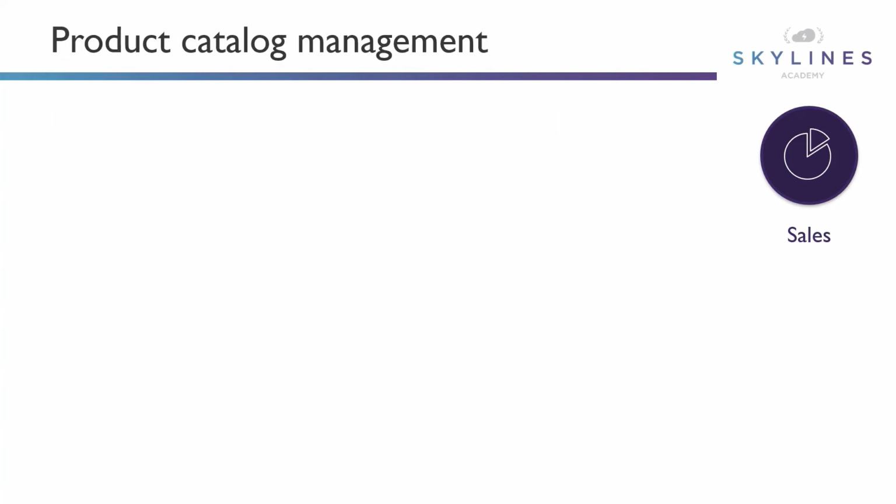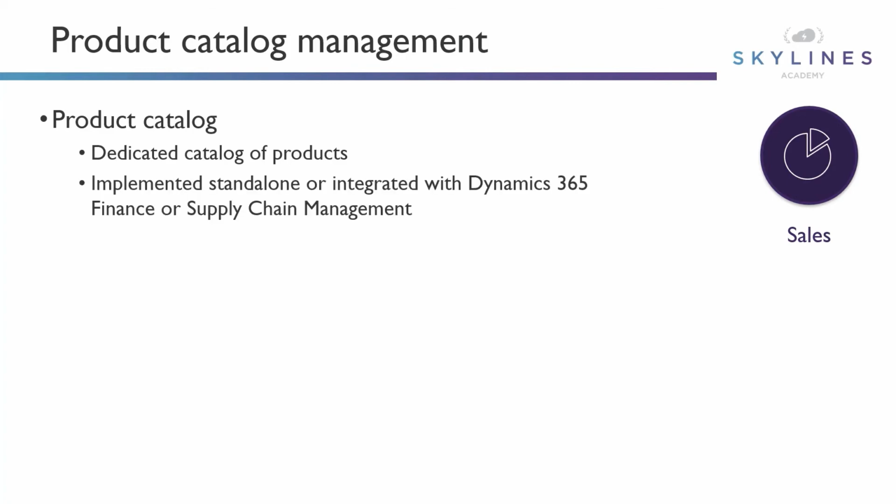Product catalog management is a key capability in Dynamics 365 Sales that can help organizations manage their product catalog to support the engagement and sales of their products to their customers. Organizations use the product catalog to define all of the products that they're selling. Now, Dynamics 365 Sales has a dedicated product catalog that can function standalone, or Dynamics 365 Sales can be integrated with product catalogs from Dynamics 365 Finance or Supply Chain Management.